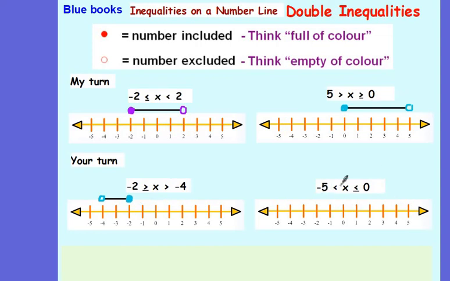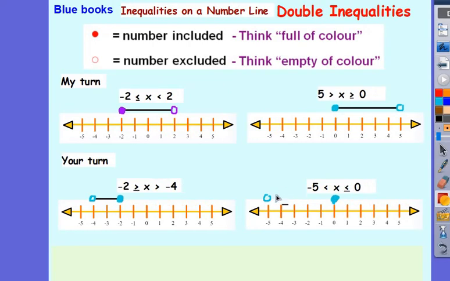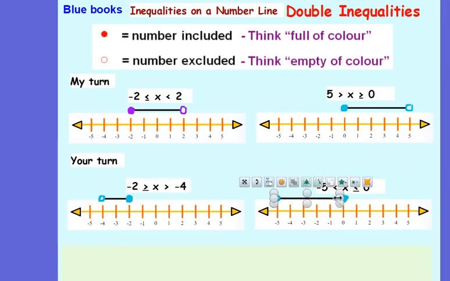I've got -5 and x is greater than -5, so I need an empty circle on -5. But x is less than or equal to 0, so it's got a filled circle on 0. Let's join those up with a straight line. And that's your example. Please make sure you've got this written in your dark blue books for me.